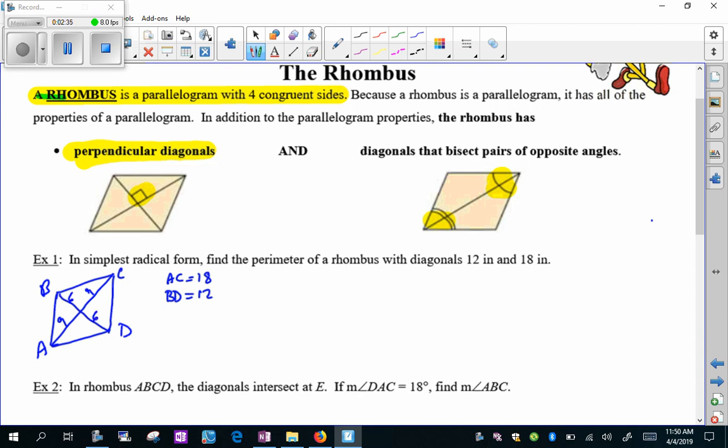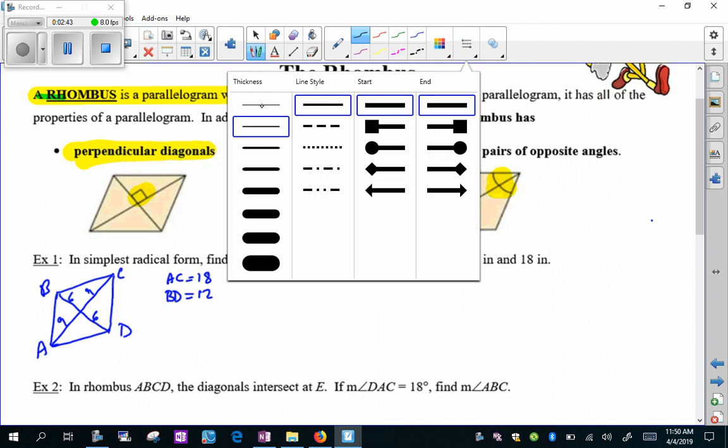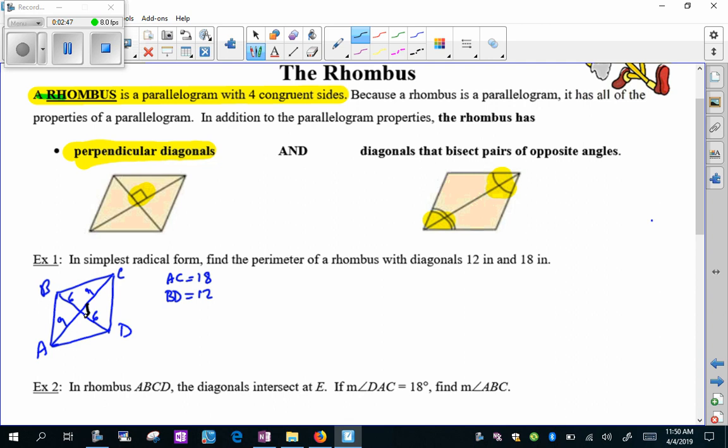Okay, now, we need to find the perimeter of the rhombus. So, remembering our property that we just went over, they bisect each other at right angles. So I can draw my right angle in here. Okay, so that's my right angle. Well, if I'm looking for the perimeter, I'm looking for this side here. Let's go red. Let's call that X. Well, we have a right triangle, and we know we can find the missing side of a right triangle using the Pythagorean theorem. So let's do that.